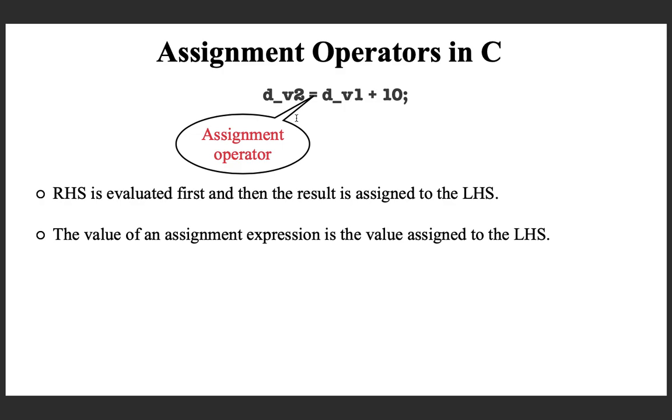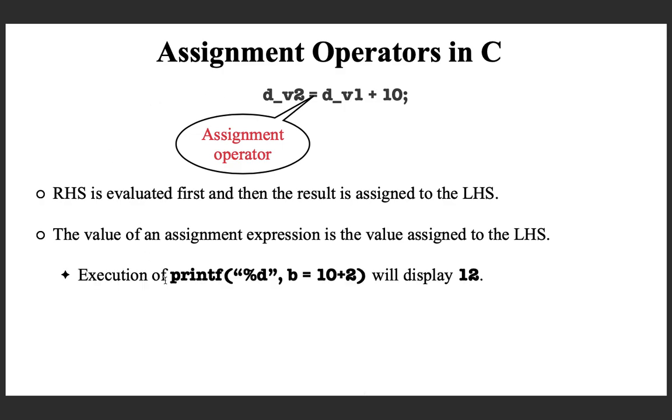And this is an important point. The value of an assignment expression is the value assigned to the LHS. Well, it is confusing. Let us try to look at an example. Suppose you execute this printf. What is it printing? What you are trying to print is B getting the value 10 plus 2. So, you are saying assign 12 to B, and you are trying to print the entire expression, and then 12 will be printed. That means the value of the entire expression is nothing but the value of the LHS variable, the value that the LHS variable is getting.